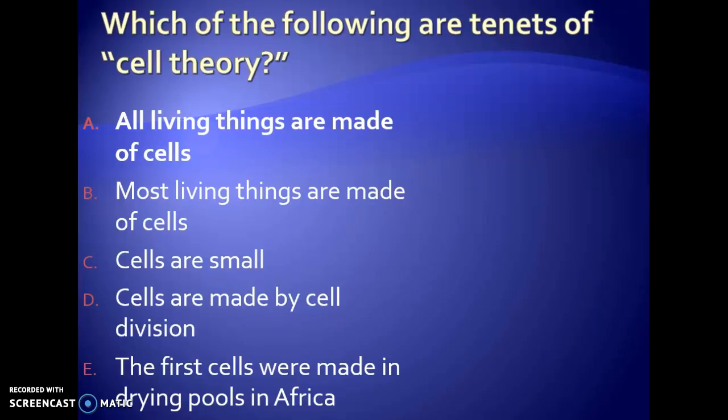Cells are made by cell division. That one is borderline, maybe a trick option. Cell theory states that cells come from pre-existing cells. It doesn't necessarily indicate how the cells divide. And first cells were made in drying pools in Africa? Probably not, but who knows?